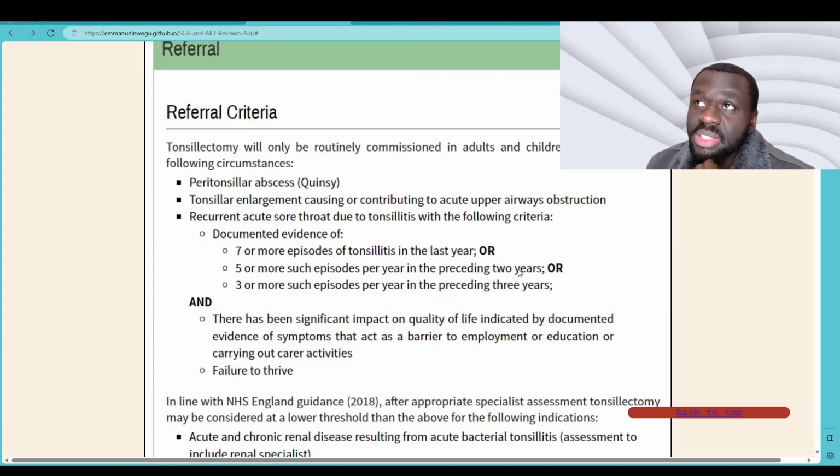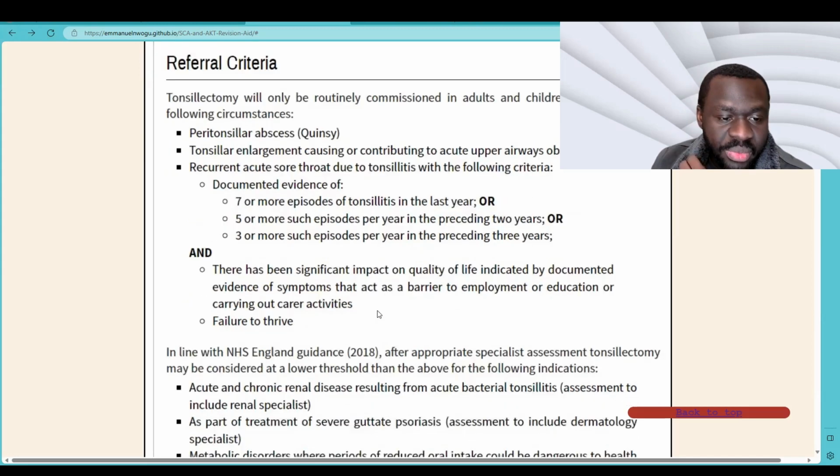Because when you see this person in June, for instance, or September, you're looking at it within the last 12 months, 7 or more; within the last 24 months, 5 or more; within the last 36 months, 3 or more of such episodes per year. So if they've had 9, for instance, in 3 years, that's an average of 3 or more a year.